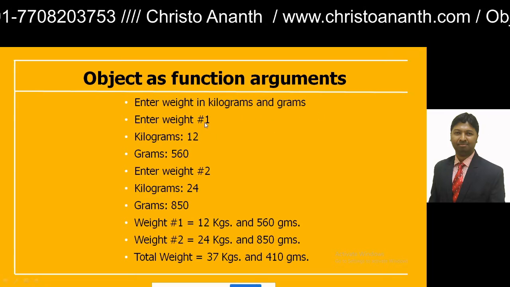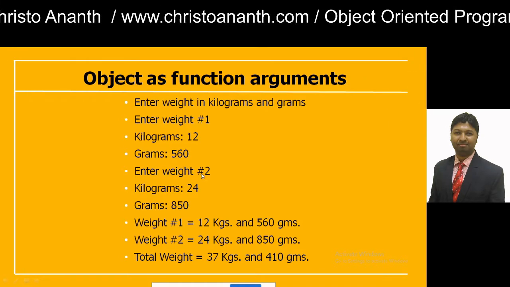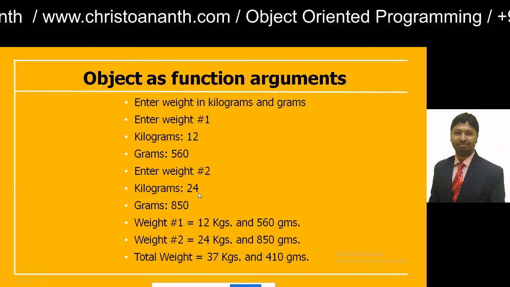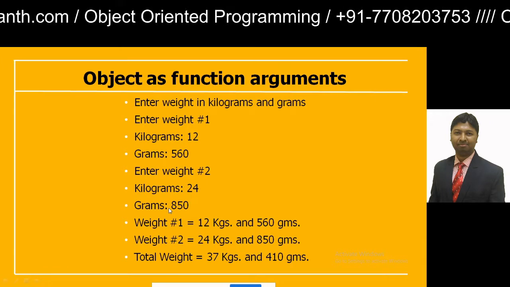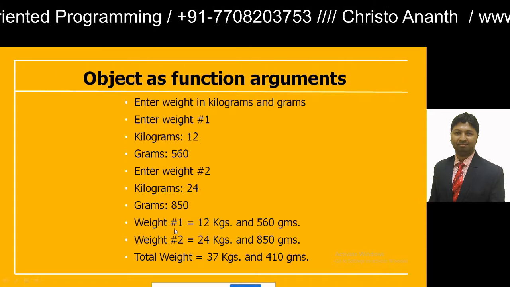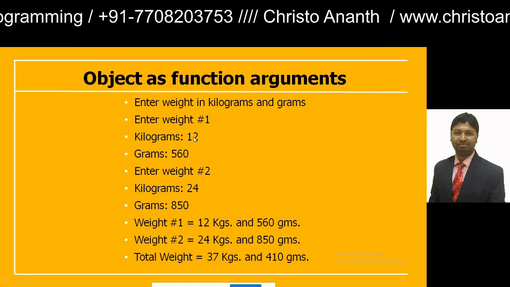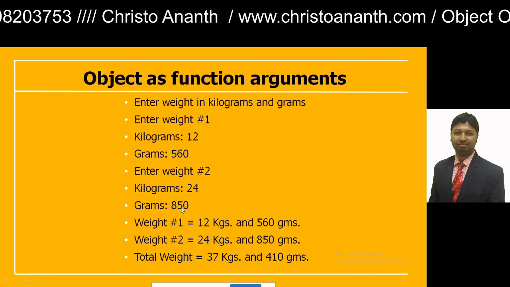Enter weight hash 1: kilograms 12. Okay, grams 560. Enter weight hash 2: kilograms 24. Okay, and then you are going to enter grams 850. So it shows weight hash 1 as 12 kilograms and 560 grams, and 24 kilograms and 850 grams.